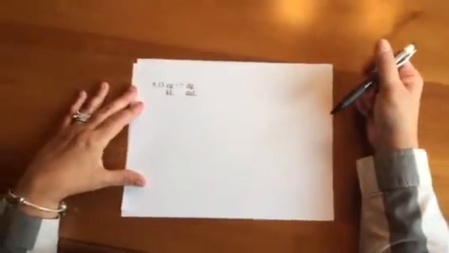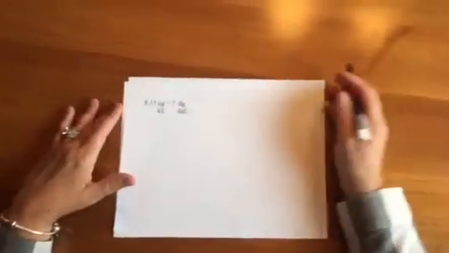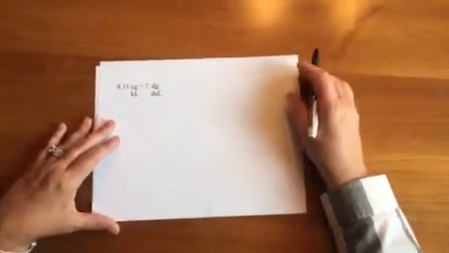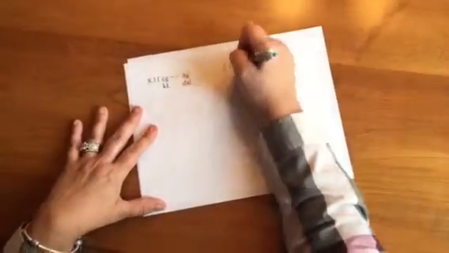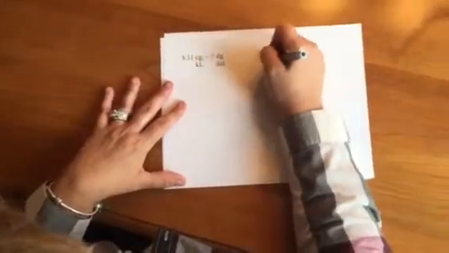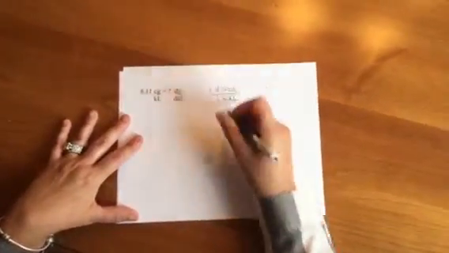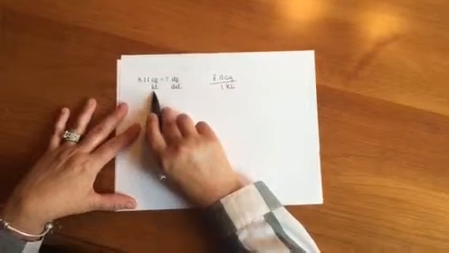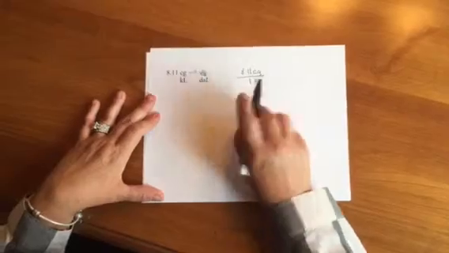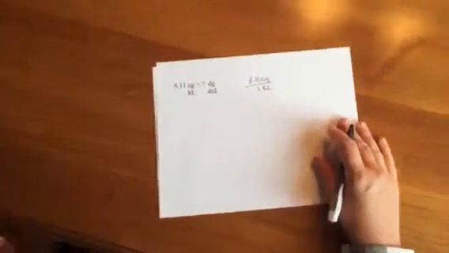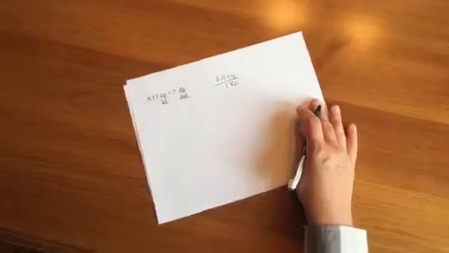Okay, we're going to look at the fraction 8.11 centigrams per kiloliter, and we're going to convert it to decigrams per deciliters. And what we're going to do is look at it as 8.11 centigrams over 1 kiloliter, because this fraction means that there's 1 kiloliter. Per kiloliter means per 1 kiloliter. So we're going to look at them separately.